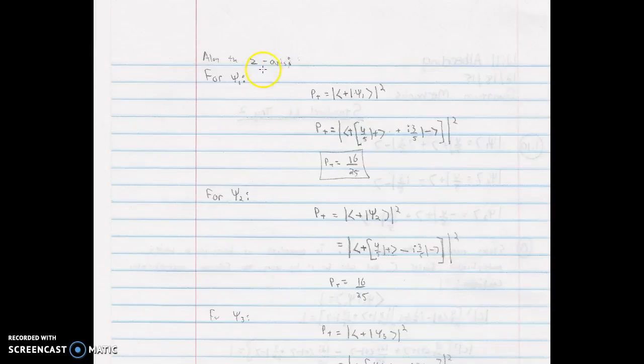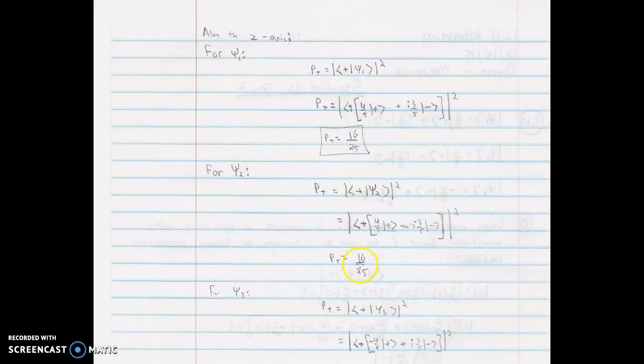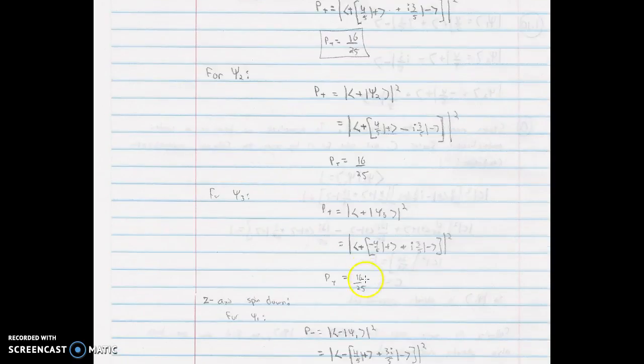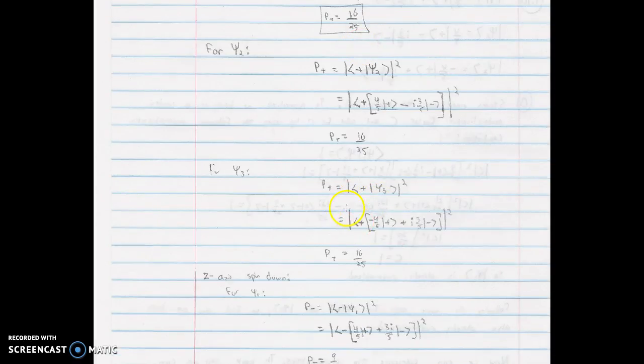So, for the z-axis in the positive direction, to get the probability, you take the inner product of the direction with the state that you want, and you square the modulus. When we do that, for phi 1, we get a probability of measurement on the positive z-axis of 16 over 25. For phi 2, we also get 16 over 25. Phi 3, we also get 16 over 25. And for each one, we just follow the same steps.